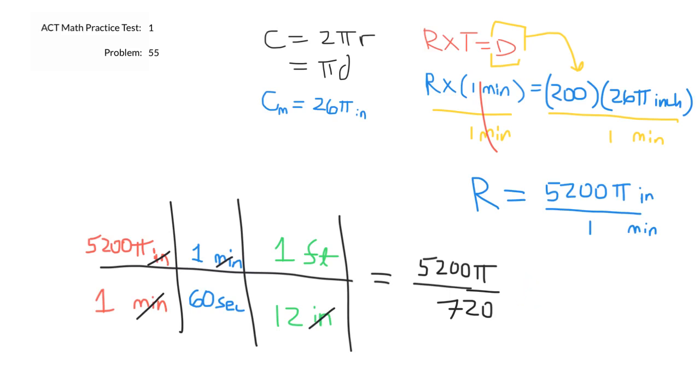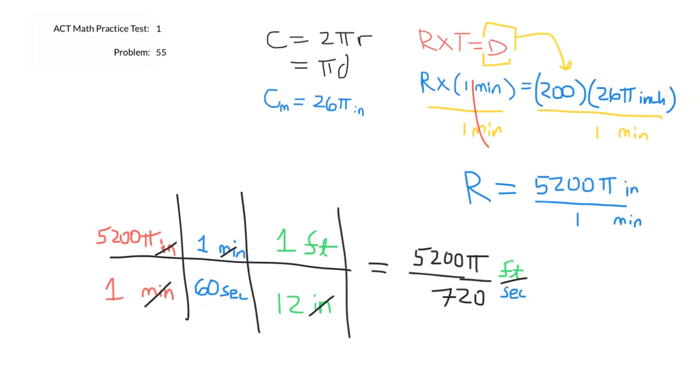I will put feet in green over seconds in blue because the word feet in the table was green and the word seconds was blue. So in a way, this is the answer, 5,200 pi over 720 feet per second.